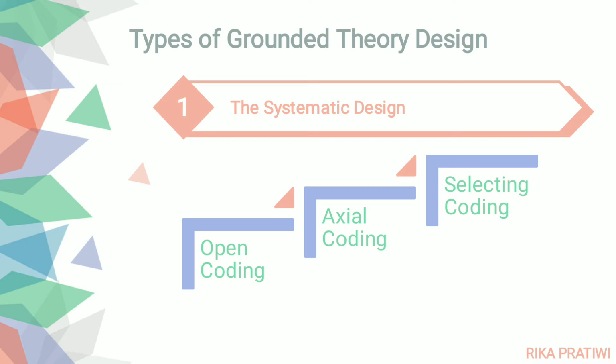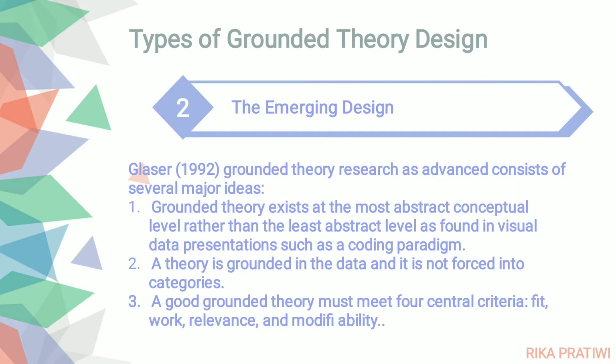Selective coding here: select one open coding category and use it as the core phenomenon in the axial coding paradigm. The second type is the emerging design.